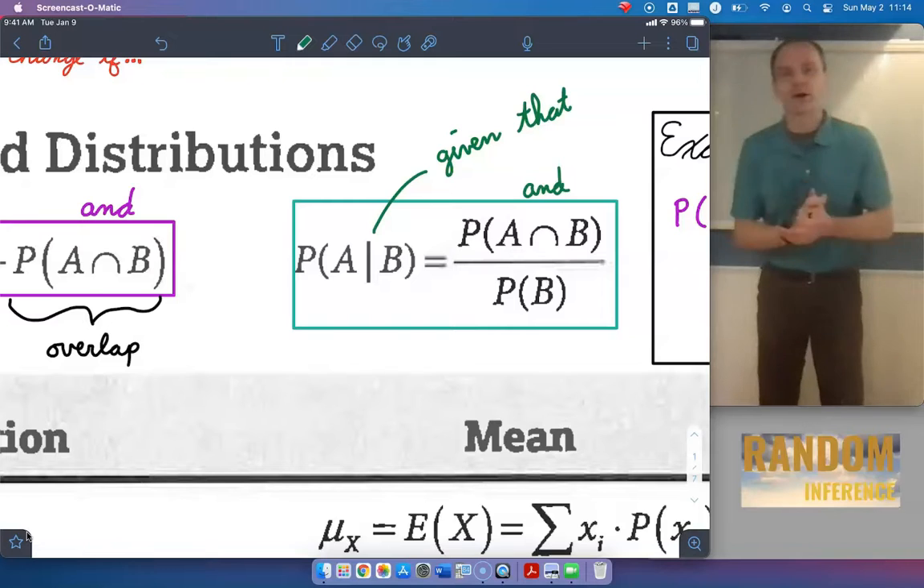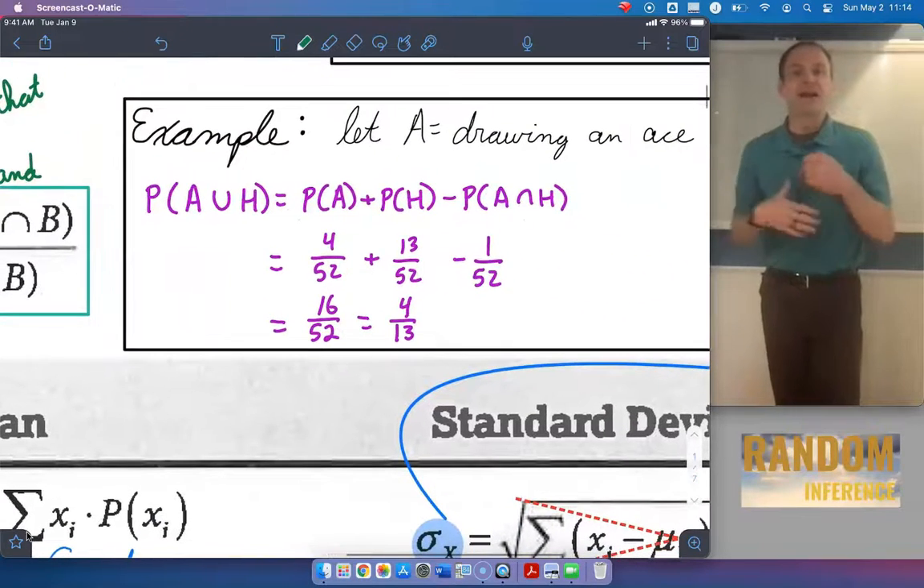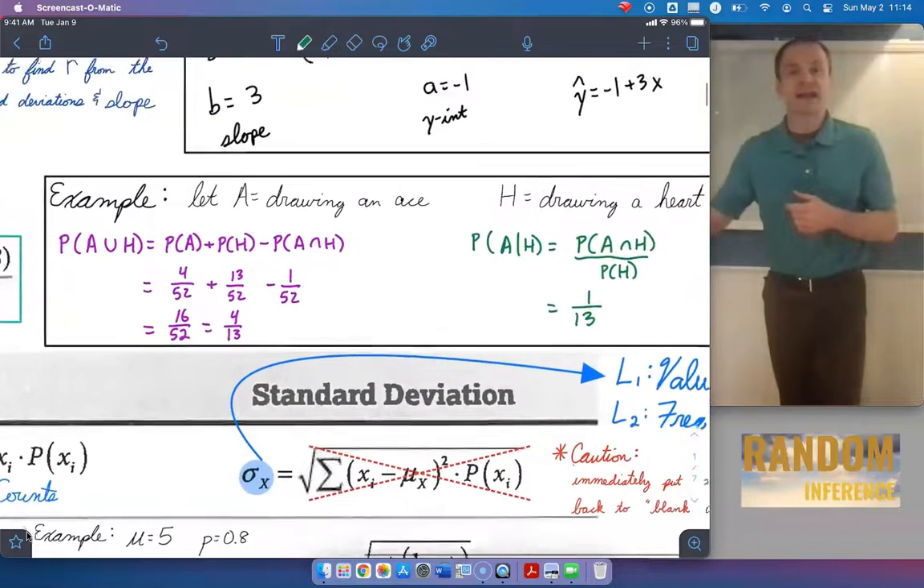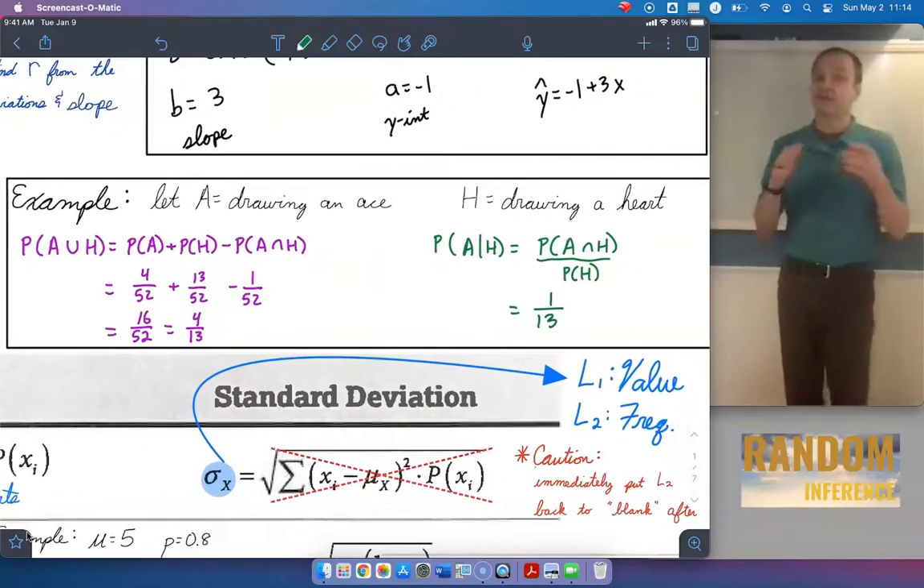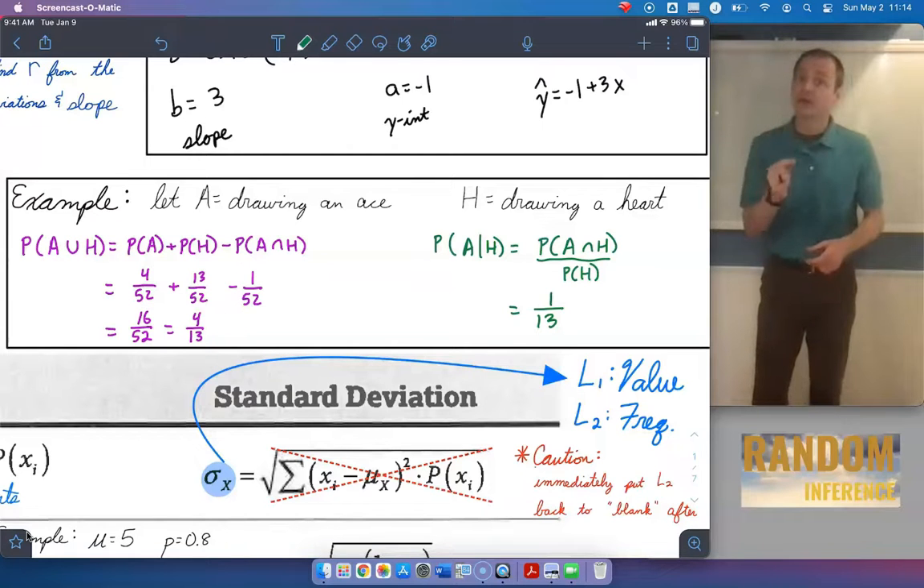We can see a scenario if you want to think about it. Here's an example. If I have a standard deck of cards, I'm going to define my variables: A as drawn an ace and H as drawn a heart. And if you've seen my videos before, you know I'm going to say, if you don't define your variables, you don't get to use them.